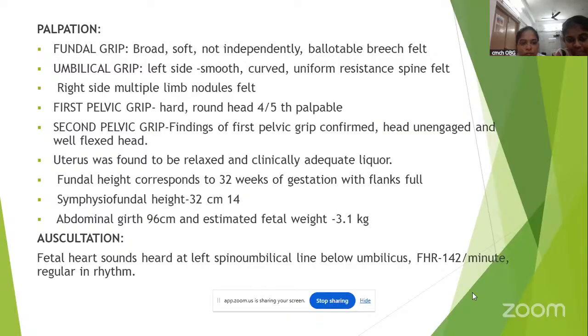Uterus was found to be relaxed and clinically adequate, like a fundal height corresponding to 32 weeks of gestation, with flanks full. Symphysiofundal height was 32 centimeters and abdominal girth is 96 centimeters, with estimated fetal weight of 3.1 kg, ma'am.